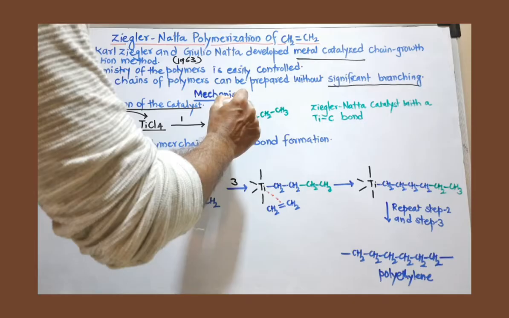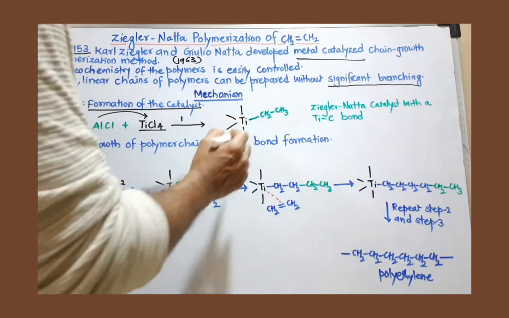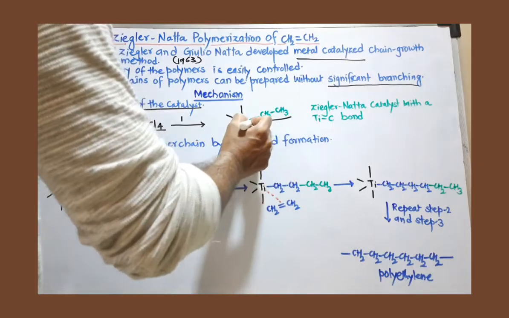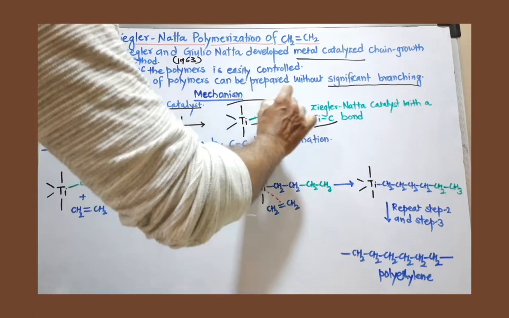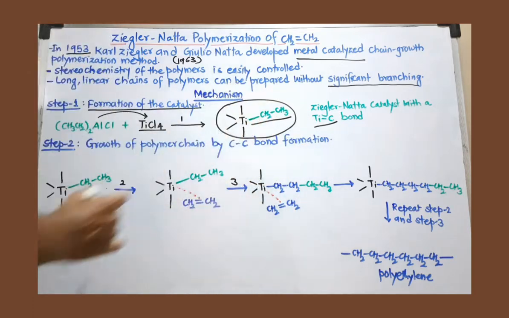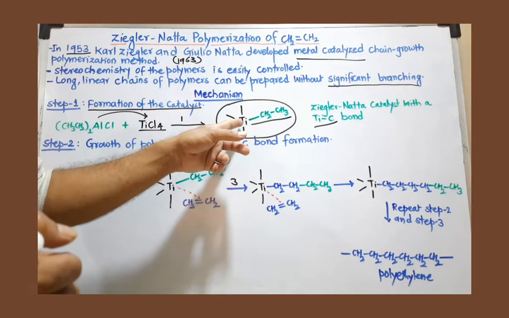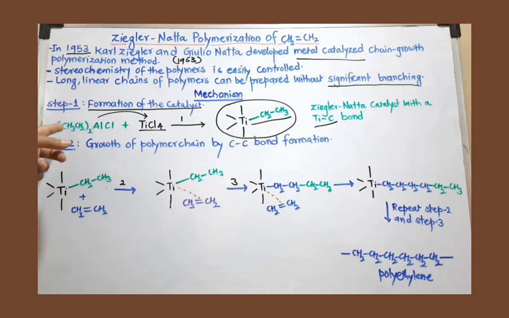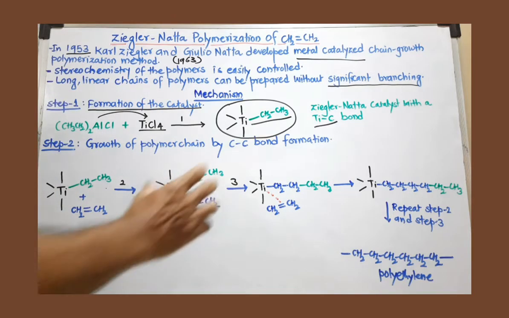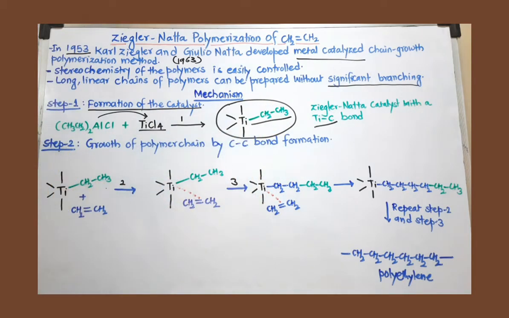So here Cl, Cl, Cl, Cl, you need not represent them, that will save our time. So this titanium-carbon bond is formed. This material is called the Ziegler-Natta catalyst. There are 4 Cl attached on this Ti, and one carbon-Ti bond is formed by using this organoaluminium compound. Now see, this bond is there. Once this is formed, it is used in the second step.